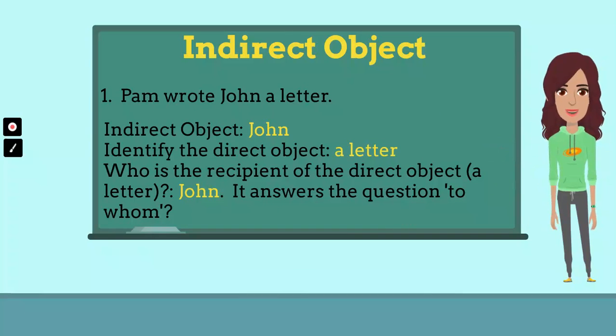Let's look at some examples. The first example reads, Pam wrote John a letter. In this sentence, the indirect object is John. Let's see how I arrived at that. We did say that the indirect object is the person who or the thing that receives the direct object. So, firstly, identify your direct object. Your direct object can be identified by asking, in this case, what of the verb. The verb is wrote. Wrote what? A letter. That's the direct object. The question now is, who is the recipient or who is the receiver of this letter, the direct object? To whom did Pam write a letter? The answer is John. Therefore, John is the indirect object because John is the receiver of the direct object. Following?